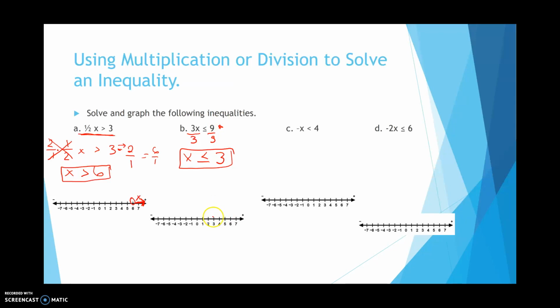I'm going to have a shaded in circle at 3. x is less than or equal to 3. The reason it's closed in is because I have the equal to sign. x is less than, so I'm going to shade everything to the left. So x can equal 3 or anything less than 3. And that is my answer for B.